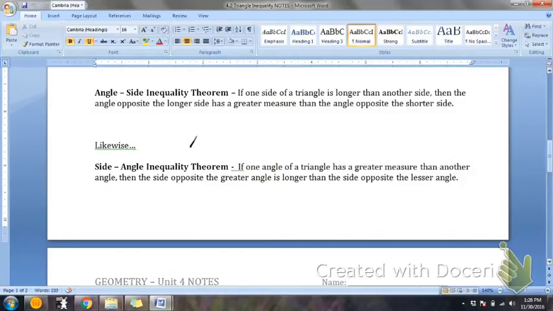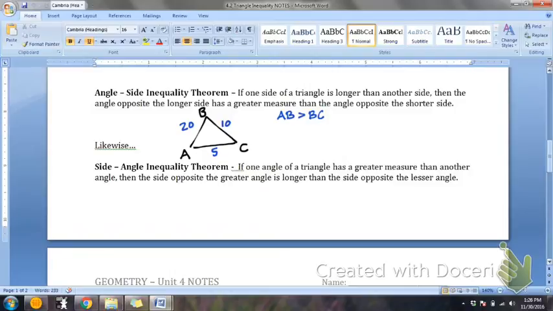So let's draw a triangle A, B, C. Then we're going to put some measurements in. If I say that this is 20, 10, and 5. We're just creating an example. What's the longest side here? 20, right? So AB is the longest. So we're going to put AB here as the longest. What's the second longest? BC, right?